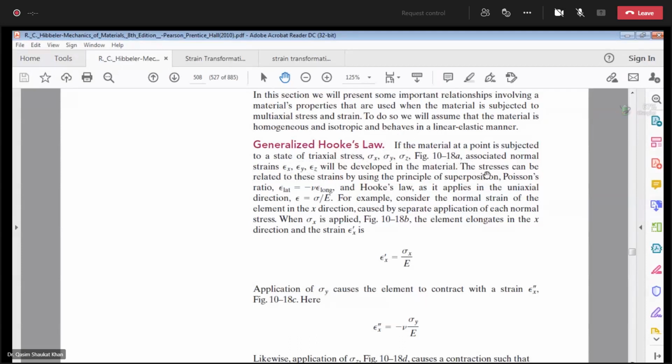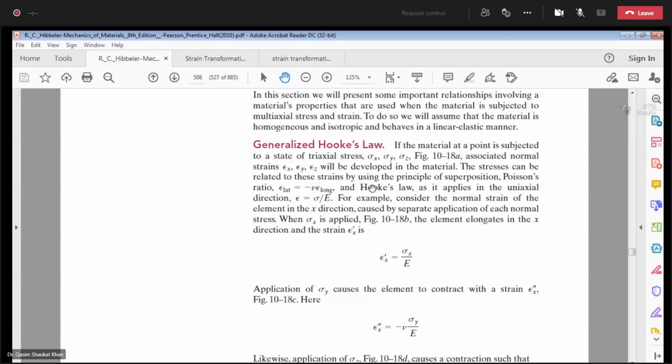The stresses can be related to these strains by the principle of superposition. Poisson's ratio and Hooke's law. Poisson's ratio क्या है? Lateral strain is equal to minus, ठीक है जी, in opposite direction times the Poisson's ratio times the longitudinal strain. ठीक है जी, so what is the value of the lateral strain? Lateral strain is minus times the Poisson ratio times the longitudinal strain.